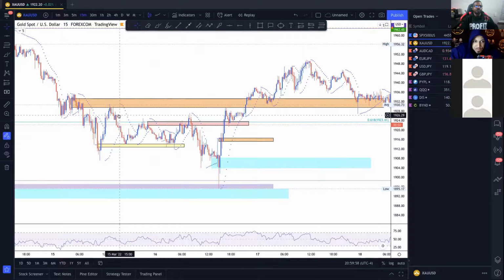All we had to do, since we went 20 pips in profit, was move our stop loss from here, which was 1935. Our stop loss was 1935. You should have just moved it to break even, which was 1929, and just leave it alone.